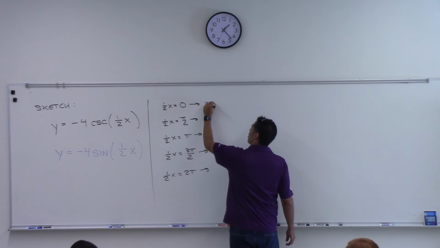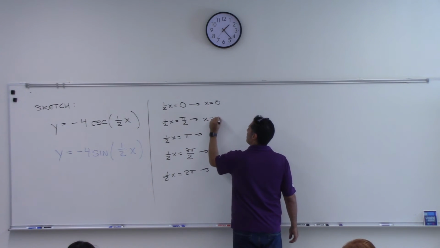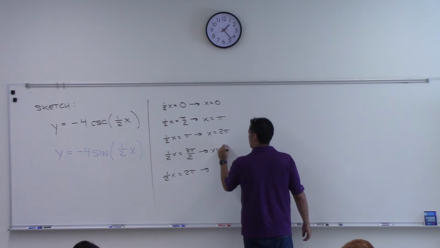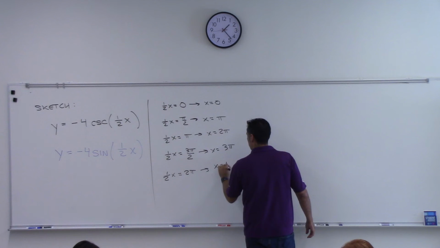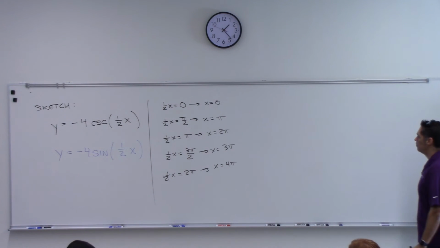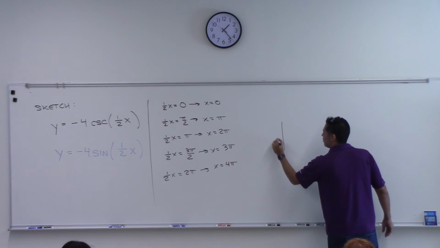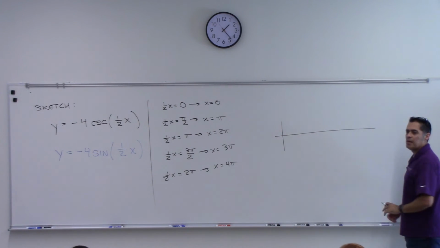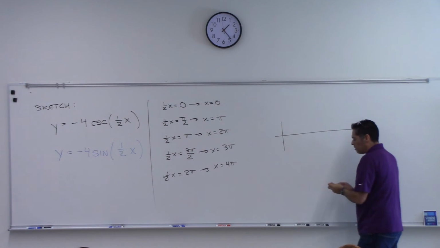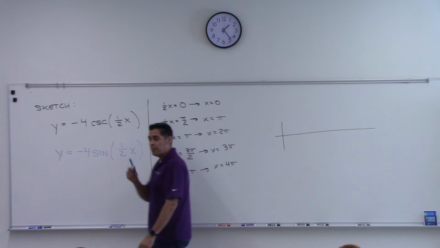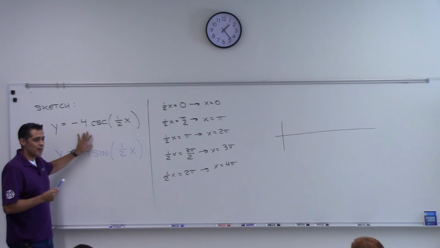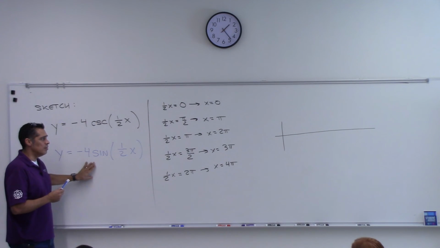All right, here you get 0. Here you get pi. Here you get 2 pi. Here you get 3 pi. Here you get 4 pi. Once I have those points, I'm going to graph the sine function. Now I'm going to graph this in a different color. I'm going to do it in blue because my final picture is going to be the cosecant picture. I'm going to do that one in black, all right? So I'm going to graph this one in blue.